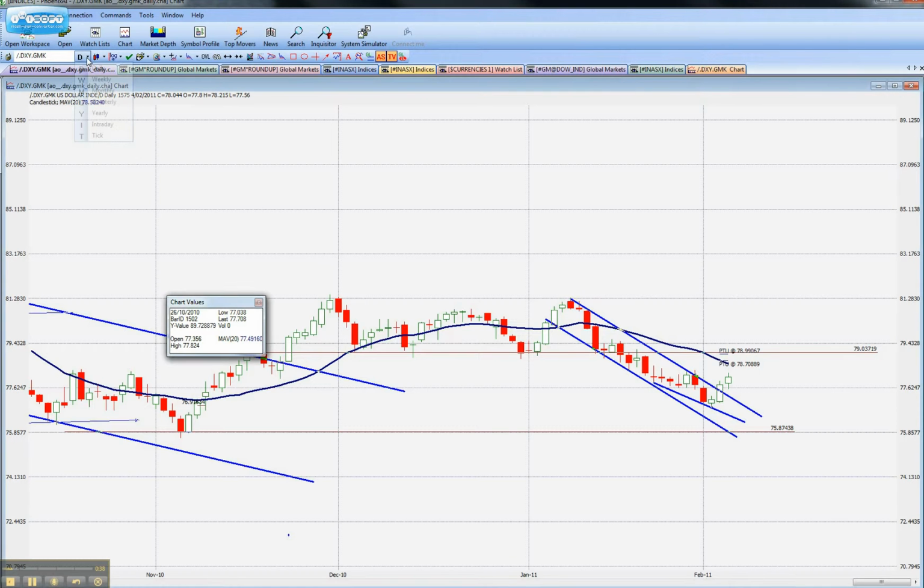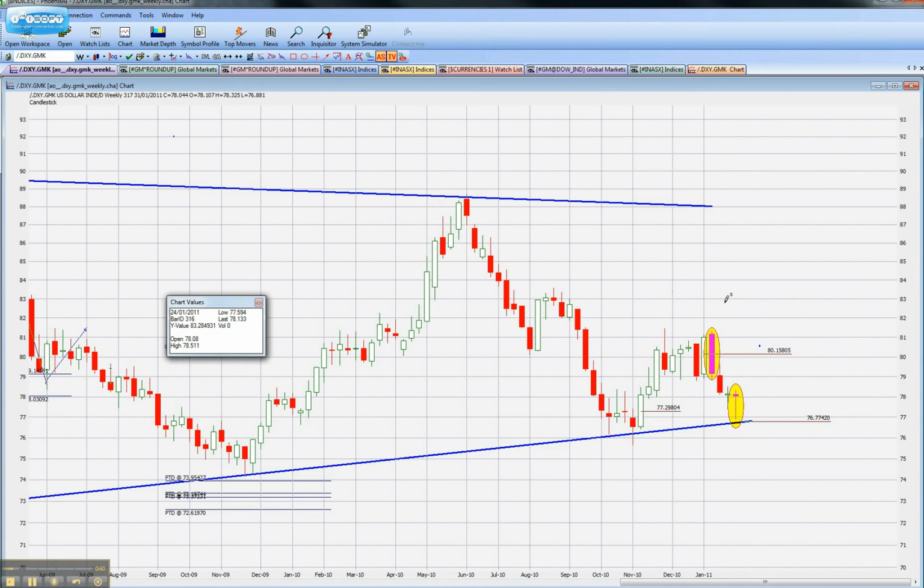I'll just go to the weekly. What we have here on the weekly, as you can see, is a hammer down. Now this hammer down is confirmed once we have a bullish candle for the next week, and resistance roughly midway of this large red candle at 80. So that's what's in play now.